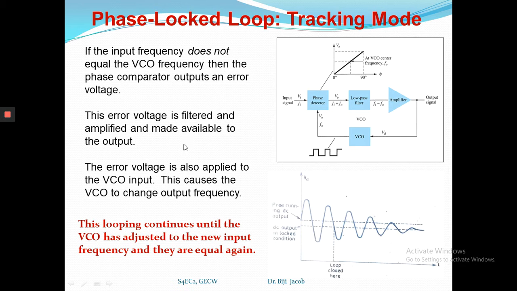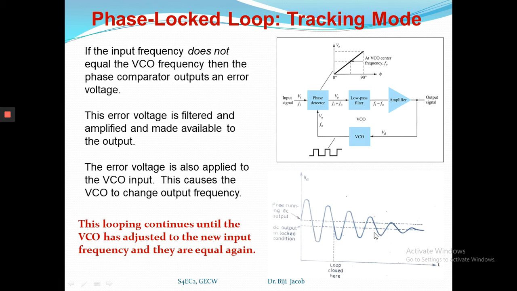If the input frequency does not equal the VCO frequency, then the phase comparator outputs an error voltage. This error voltage is filtered and amplified and made available to the output. The error voltage is also applied to the VCO input. This causes the VCO to change the output frequency. This looping continues until the VCO has adjusted to the new input frequency and they are equal again. This is the locking mechanism.